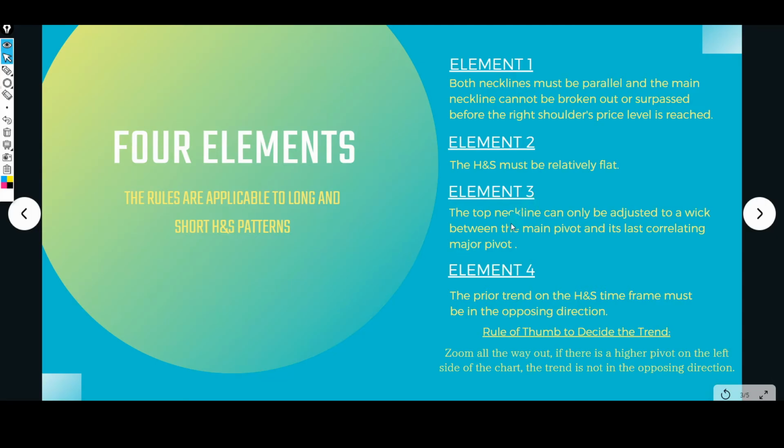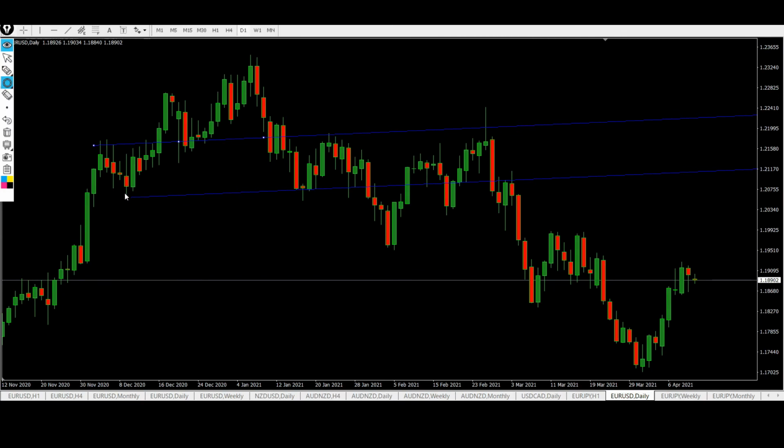Okay, element 3. The top neckline can only be adjusted to a wick between the main pivot and its last correlating major pivot. Okay, so this H&S's main pivot being right here, and its last correlating major pivot being here, you can see that that top neckline right here was adjusted to this pivot right here, which is between the main pivot and its last correlating major pivot. And so we also cleared number 3. Okay, let's go on to number 4.